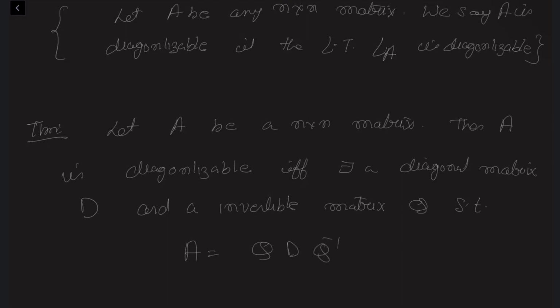So this is a very important theorem. Any matrix A is diagonalizable if and only if there exist two matrices: first a diagonal matrix D, and another an invertible matrix Q, such that I can write A as a product of these matrices, that is QDQ inverse. Okay, so this is very important. So I'll just prove this.